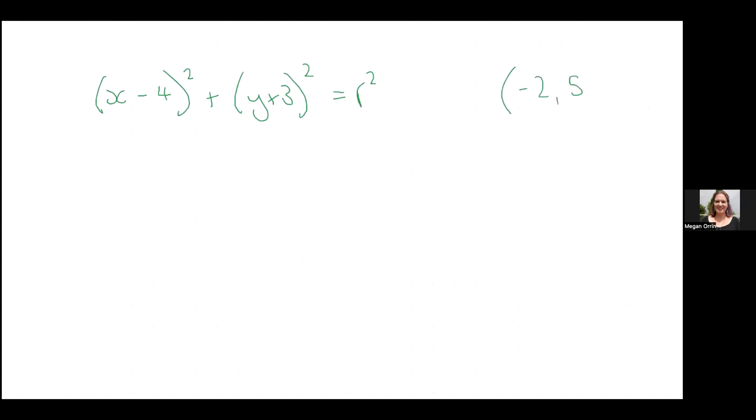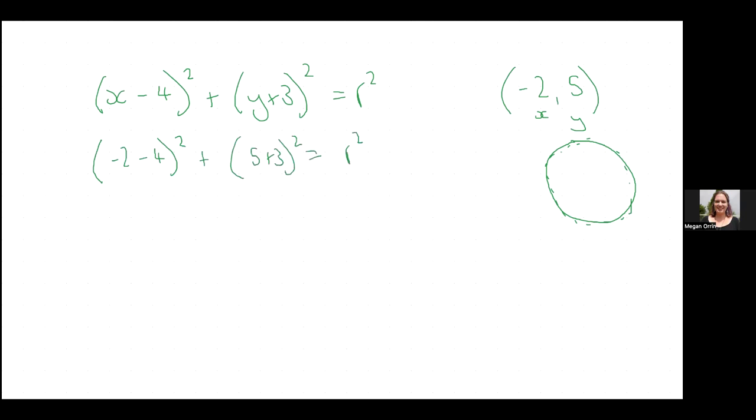Now, if there is a point that fits the equation, clearly it is on the circumference of the circle, right? Any point on this equation is going to have to be somewhere along here because this is the equation. So it doesn't really matter where it is. We're just being told that there is a point. So this is an x and y value. And if I plug those in, the only thing I don't know is r, and then I can find it. So instead, what I actually have is negative 2 minus 4 squared plus 5 plus 3 squared equals r squared.